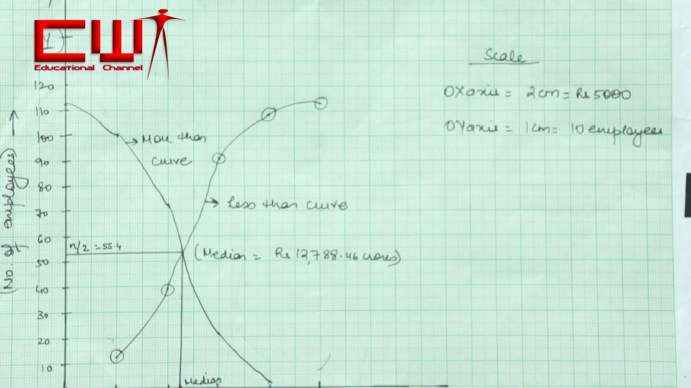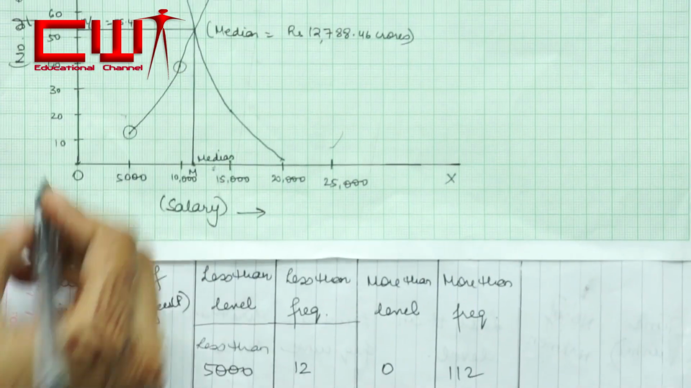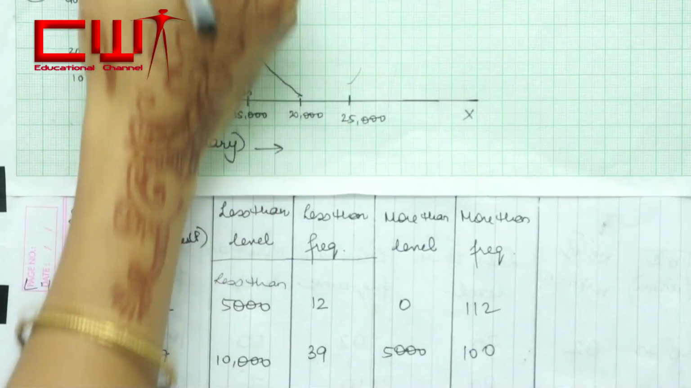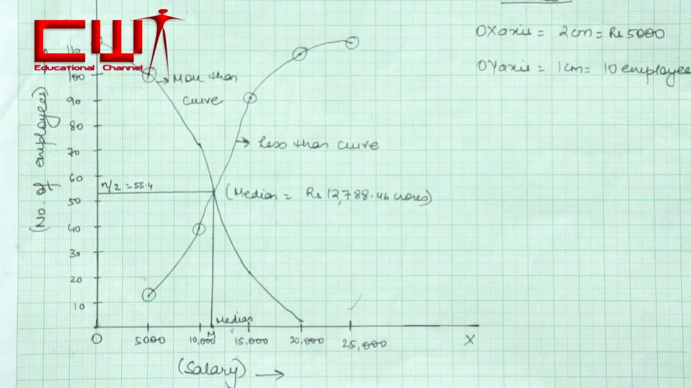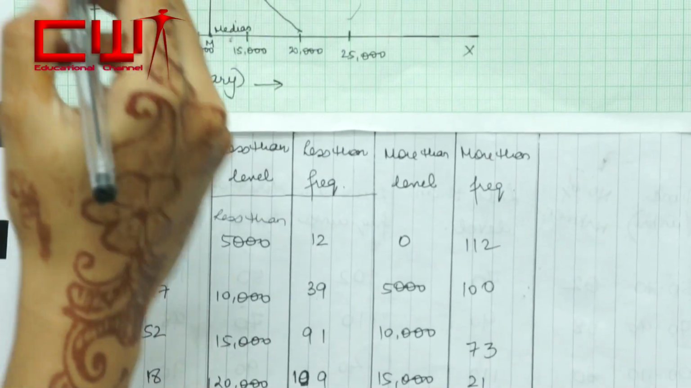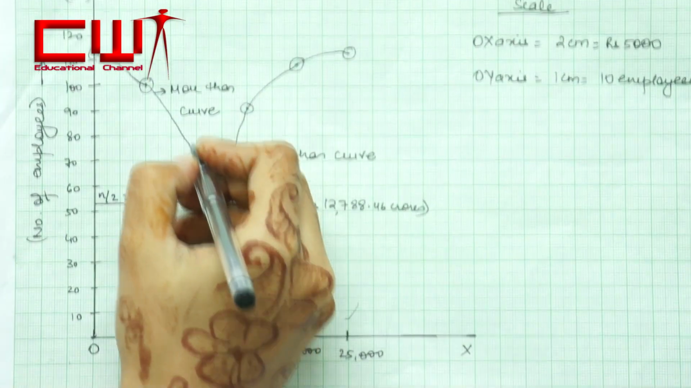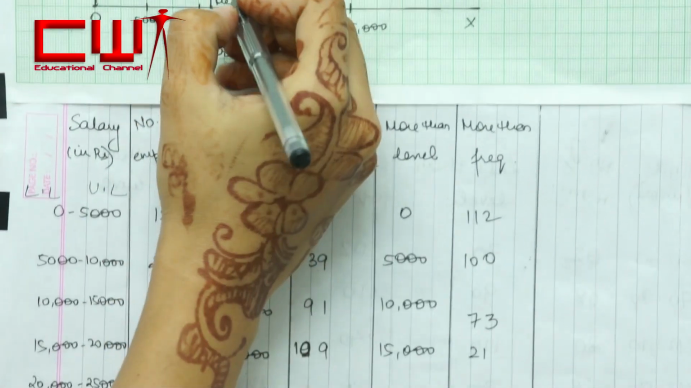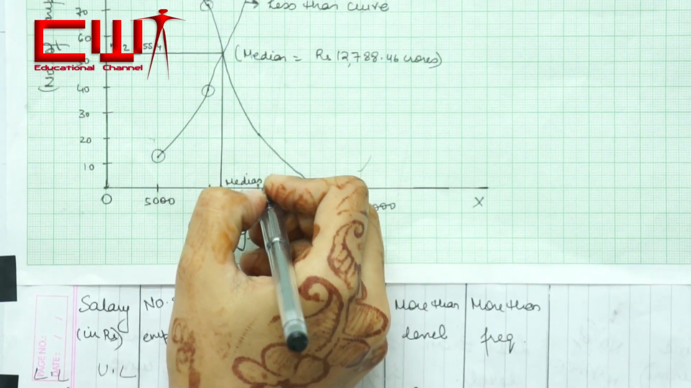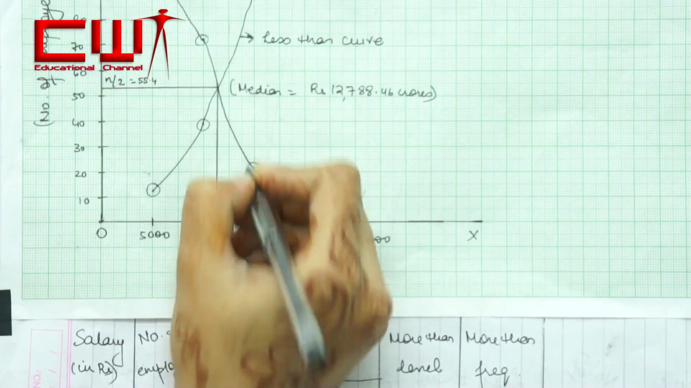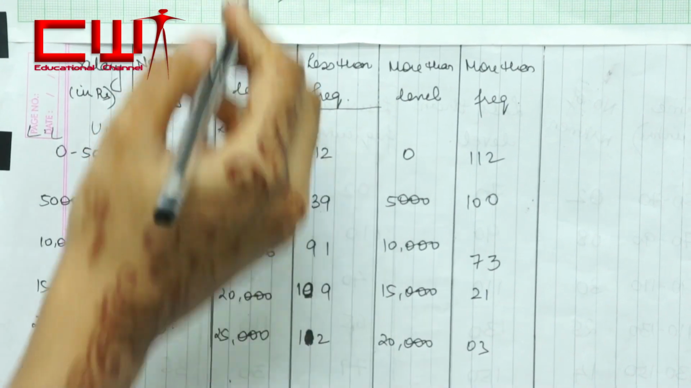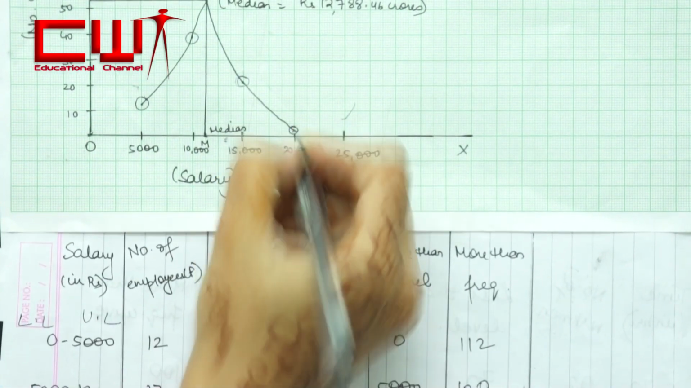Now how will you make the more than curve? For the more than curve, you start from 0. 0 is how much? 112. Mark 0, 112. How much is 5,000? 100. Put a dot and make a circle. How much is 10,000? 73. How much is 15,000? 21. Then what is last? Last is 20,000, which is marked as 3. So you mark this as 3.